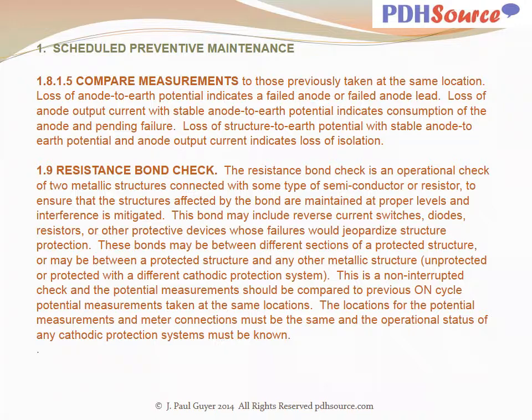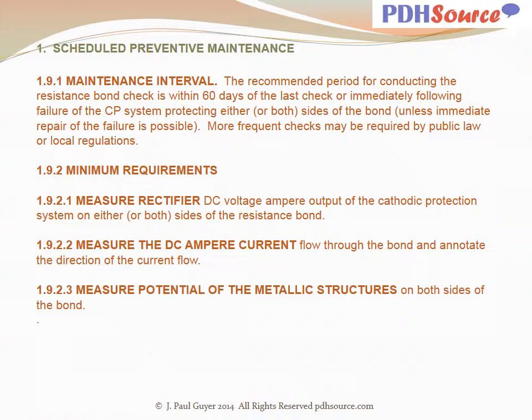This is a non-interrupted check, and the potential measurements should be compared to previous on-cycle potential measurements taken at the same locations. The locations for the potential measurements and meter connections must be the same, and the operational status of any cathodic protection systems must be known. The recommended period for conducting the resistance bond check is within 60 days of the last check or immediately following failure of the cathodic protection system, protecting either or both sides of the bond unless immediate repair of the failure is possible. More frequent checks may be required by public law or regulations.